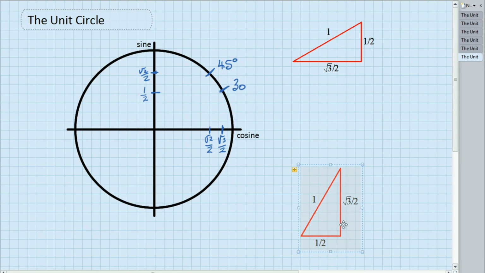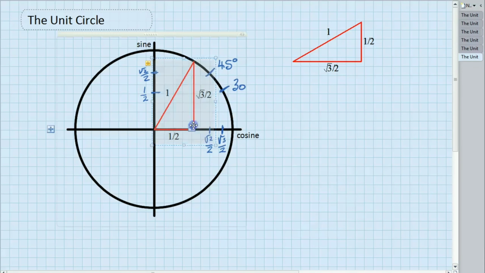And now, lastly, I'm going to move in the 60 degree angle here. So I'm going to move this into my unit circle like so. And as with the others, I'm going to mark off the position here where the 60 degrees hypotenuse intersects with the circumference of this circle. Down here I've got the cos value, which is a half, and over here I've got the sine value, which is root 3 over 2.